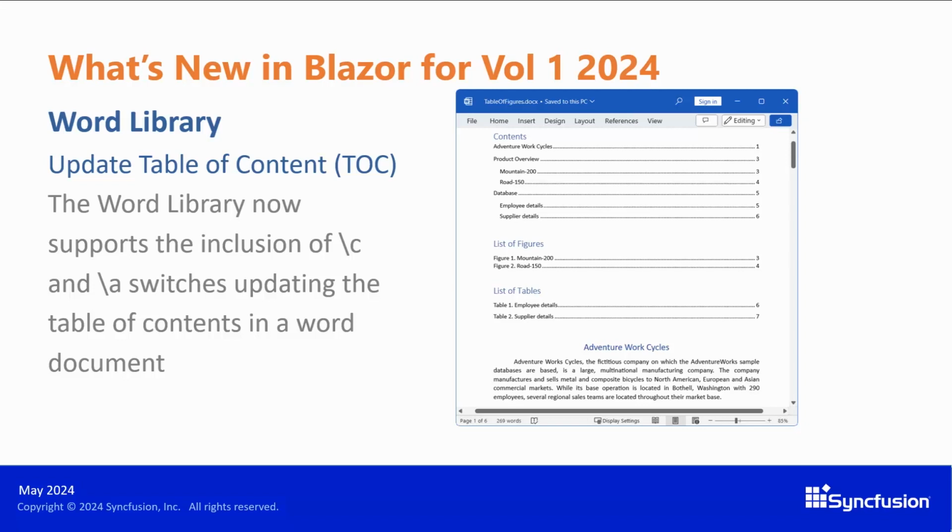The purpose of these switches are: \c includes caption of figures, tables, charts, and other items that are numbered by SEQ fields in TOC entries. \a builds a table of captions by excluding caption labels and numbers.